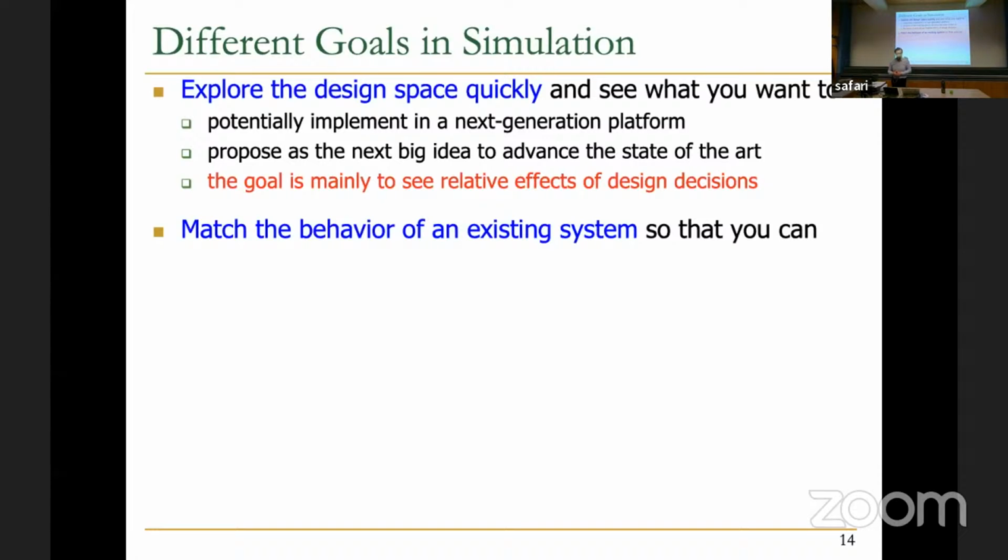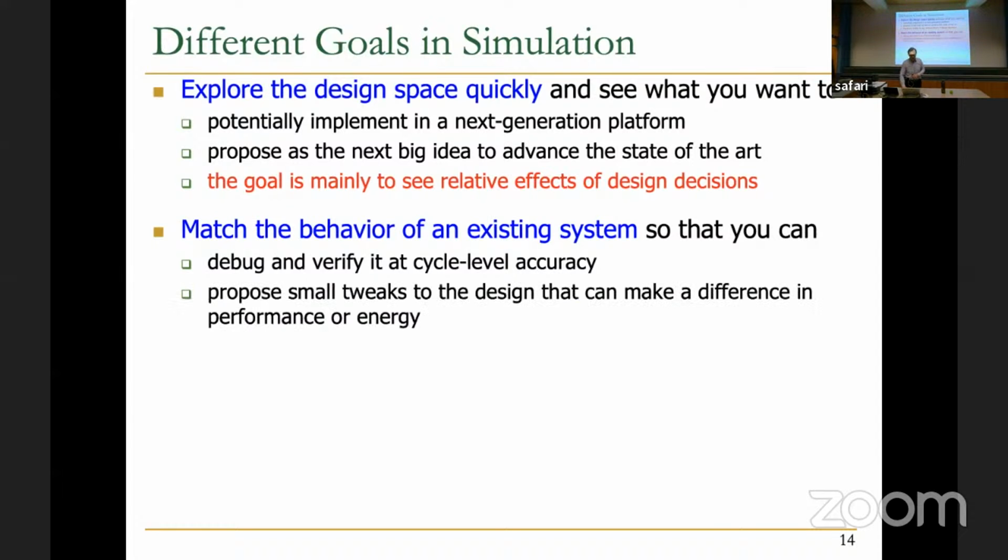But then there's a completely different goal, which is matching the behavior of an existing system. Right? So you have an existing system. You want to match the behavior of it for multiple different purposes. Perhaps you want to debug and verify the system at cycle level accuracy. That could be one thing, right? And this may be easier to do in simulation. Maybe you don't have access to that platform anymore. Or maybe you want to propose small tweaks to the design that can make a difference in performance and energy. So an incremental change to the cache design. You cannot evaluate it in hardware because the hardware doesn't allow that change. You can actually put knobs in the hardware to evaluate such changes also, but assume that that's not done. Basically, this is where you design a simulator that's very accurate, and then you modify it and see what happens. Here, the goal is very high accuracy, because you really want to match the behaviors of an existing system.